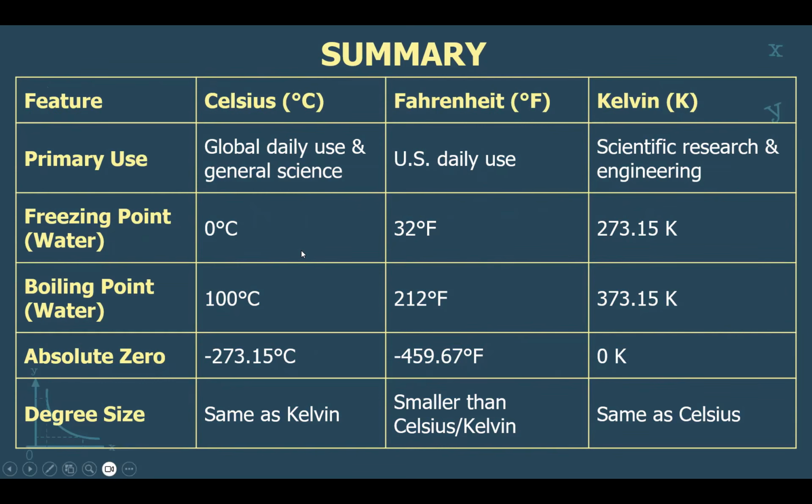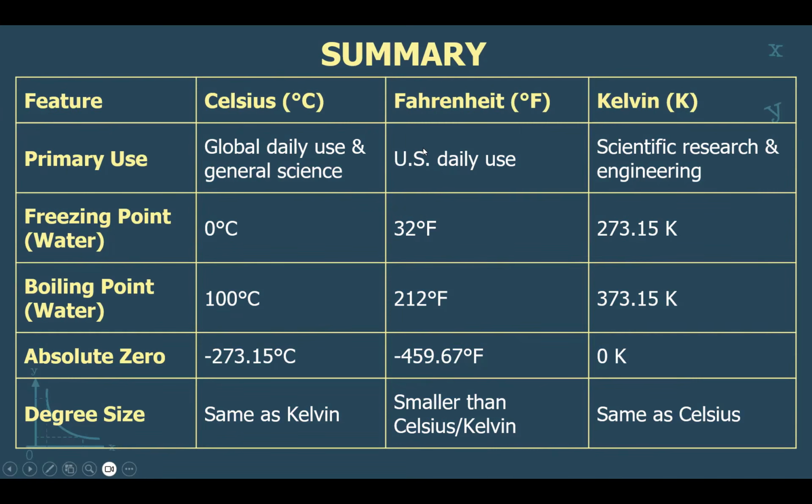First is the Celsius. Celsius is the most widely used scale globally for everyday life. It is based on the properties of water, where the freezing point is 0 degrees Celsius and the boiling point is 100 degrees Celsius at standard atmospheric pressure. Primarily this is used for cooking, for thermostats, and measuring body temperature.